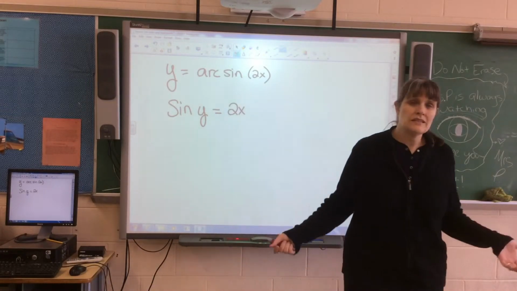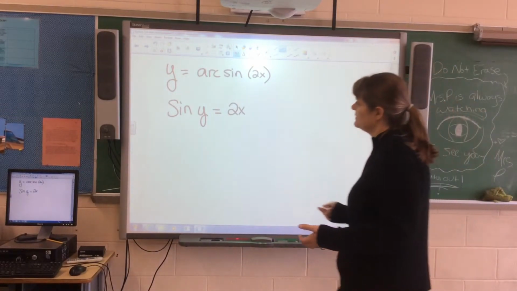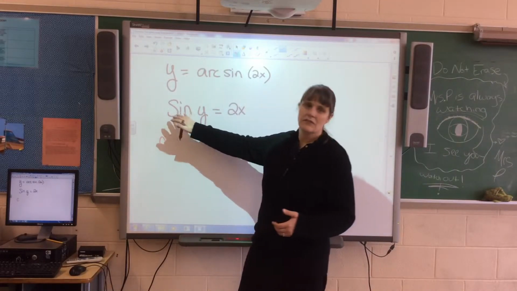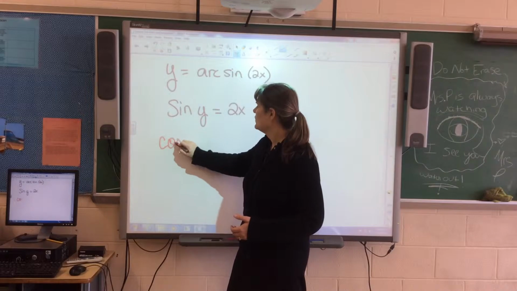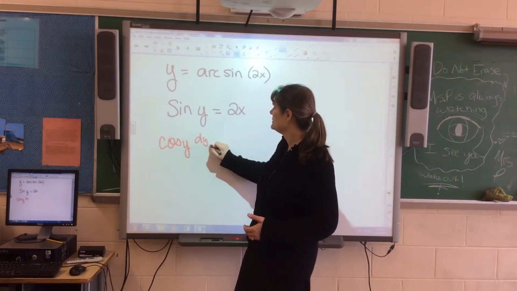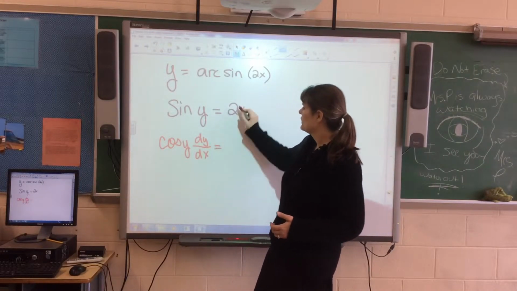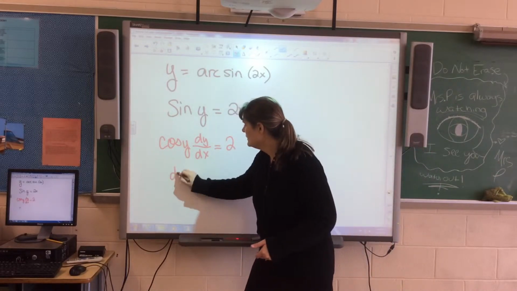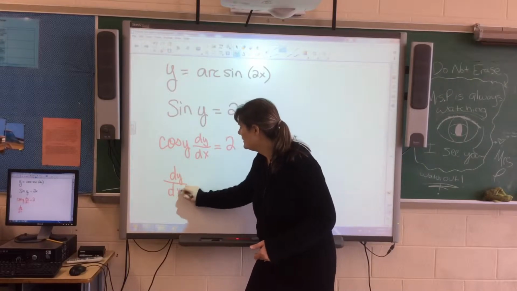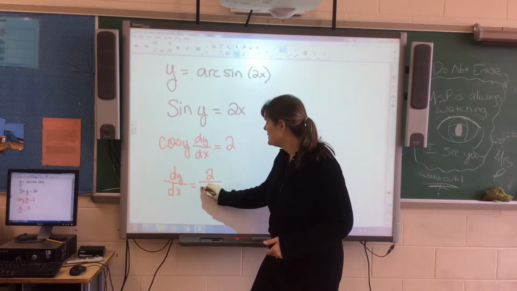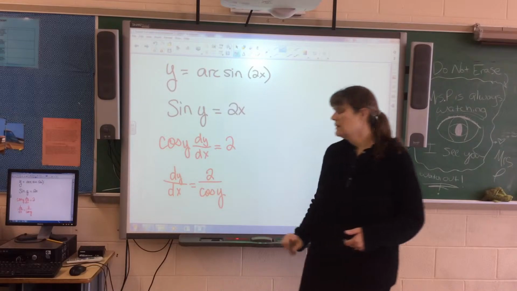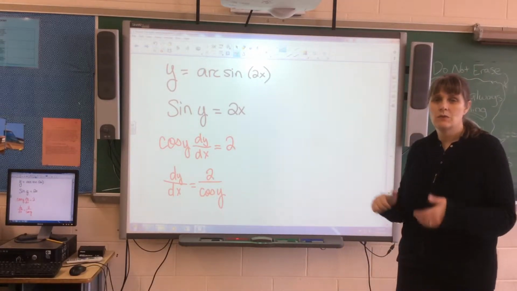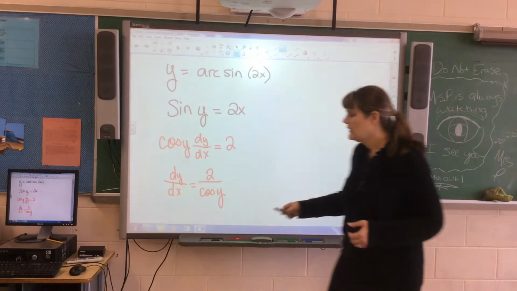Now, we can take the derivative of each side implicitly. The derivative of sine of y is cosine of y dy dx. The derivative of 2x is 2. And now we can solve for dy dx. dy dx is equal to 2 divided by the cosine of y. If we wanted, we could rewrite that as 2 times secant, but we won't need to because it's going to work itself out in a moment.